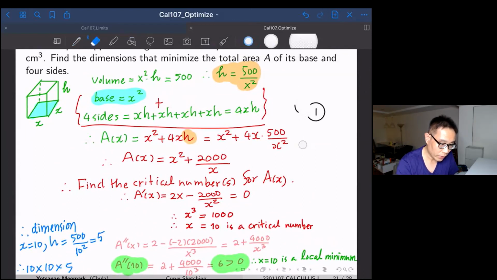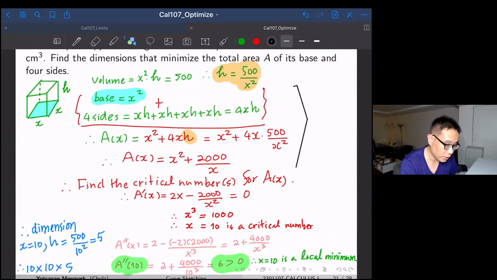The second step will be you find the critical numbers. So you have A until here. This one is your first step. And your second step turned out to be you find the critical numbers. So this one will be your second step.